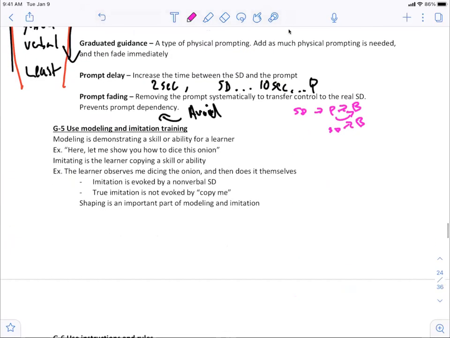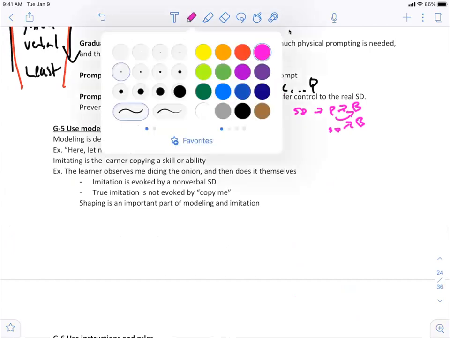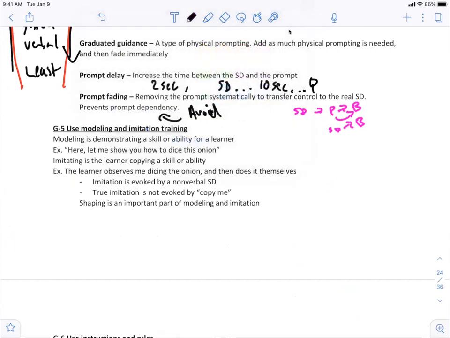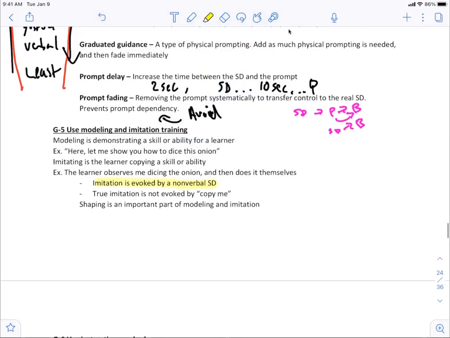G5, use modeling and imitation training. Imitation, very misunderstood. How do we typically run it? How do you see it typically run? Well, you say copy me. Well, saying copy me and the person copying is not imitation. Why is that? Because imitation is evoked by a nonverbal SD. True imitation is not evoked by copy me. True imitation is evoked simply by seeing something happen and copying it yourself. That is true imitation. Okay. They are going to want to know that you know that on the exam.